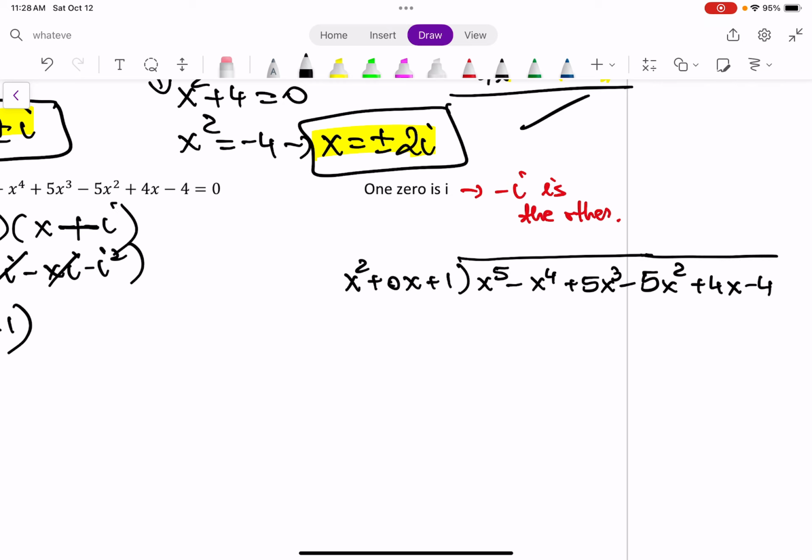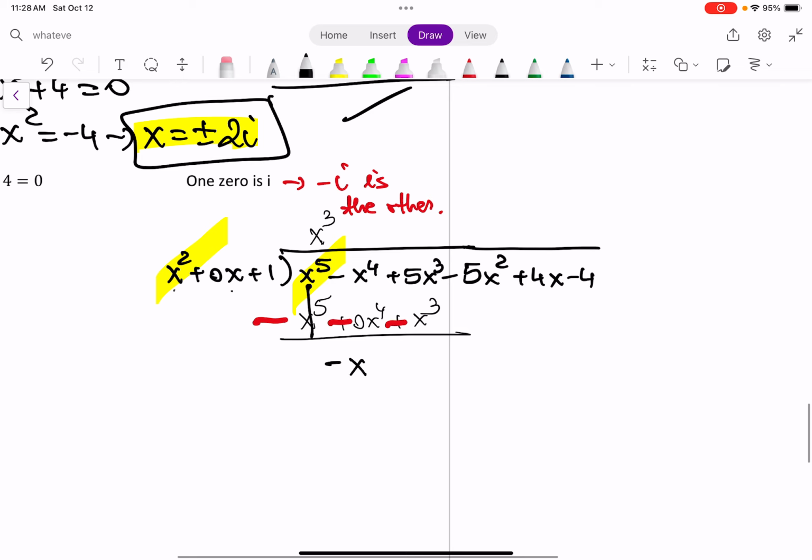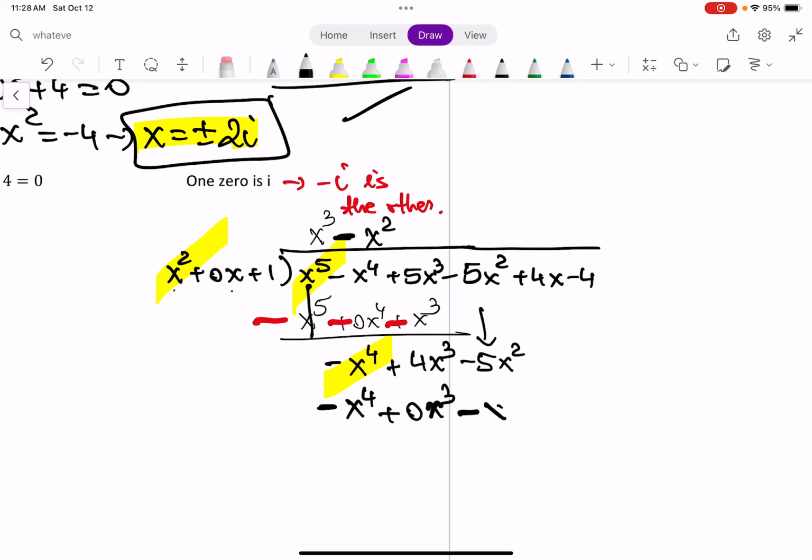Okay, so x squared goes into x to the 5th x cubed times. x cubed times x squared is x to the 5th, plus 0x to the 4th, plus x cubed, and then subtract all of these. So you're left with negative 1x to the 4th plus 4x cubed, bring down the negative 5x squared. So you'll have a minus x squared. So negative x to the 4th plus 0x cubed minus x squared. So we'll get a 4x cubed minus 4x squared, bring down the 4x.